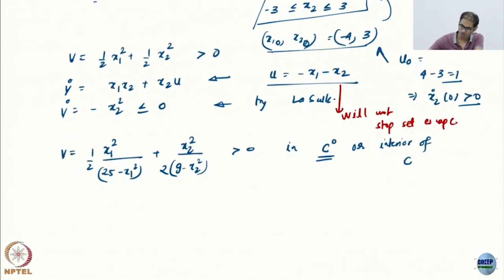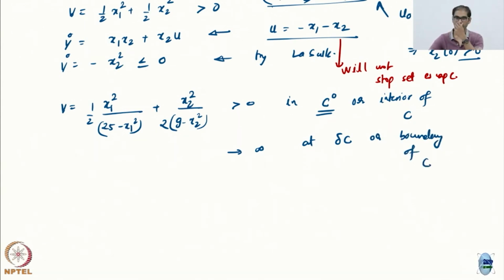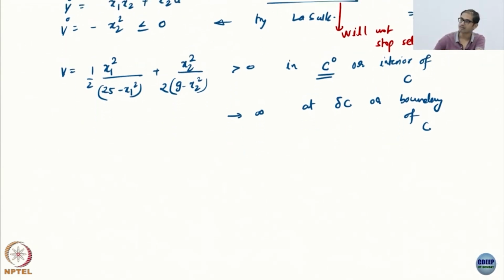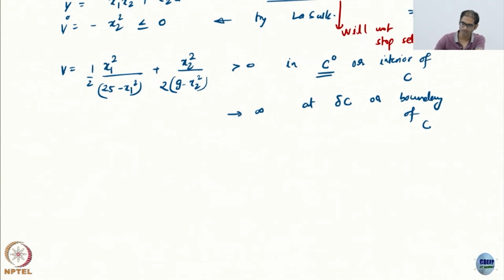Blows up, goes to infinity. So it goes to infinity at delta C. Delta C is the notation for the boundary. Weird function, weird, ugly. Can't deny that it is not nice looking. Now I am going to do the standard Lyapunov-like analysis with this function, because I know that as long as I am in the interior, things are okay.